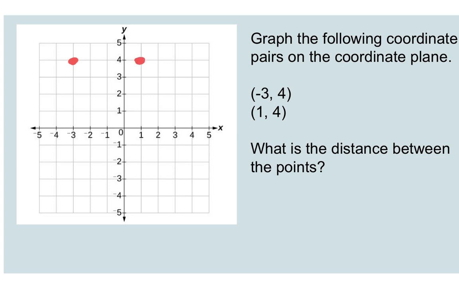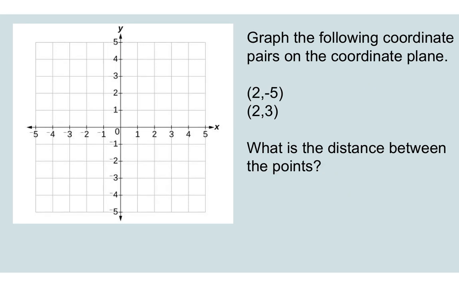Now the distance between the points, again, we're going to count the jumps or the spaces. We never count the lines. So we're simply going to 1, 2, 3, 4. And again, distance, remember, is absolute value, so it's always positive. So what's the distance between the 2 points? That would be 4 spaces, or 4 is our distance.